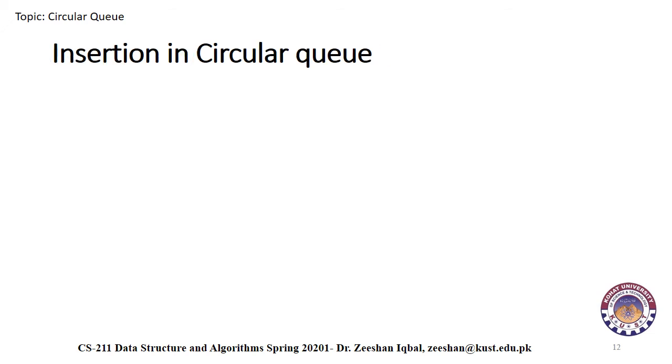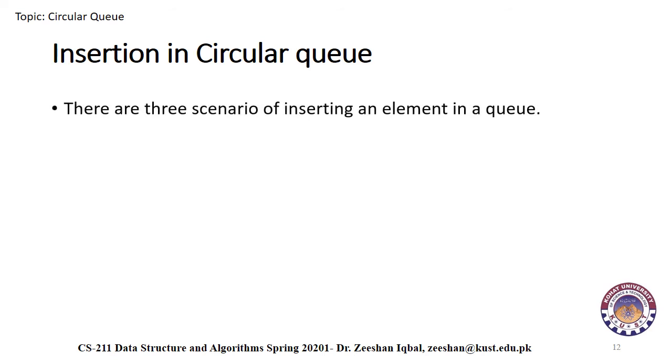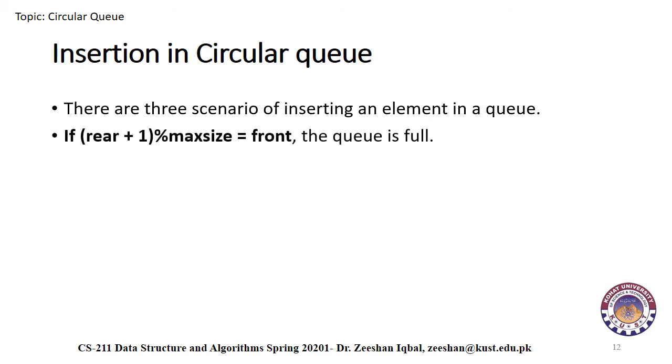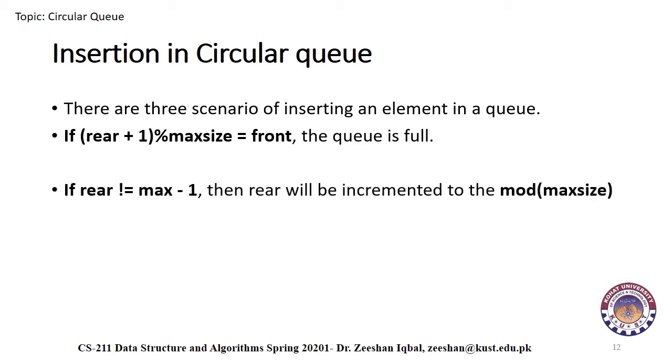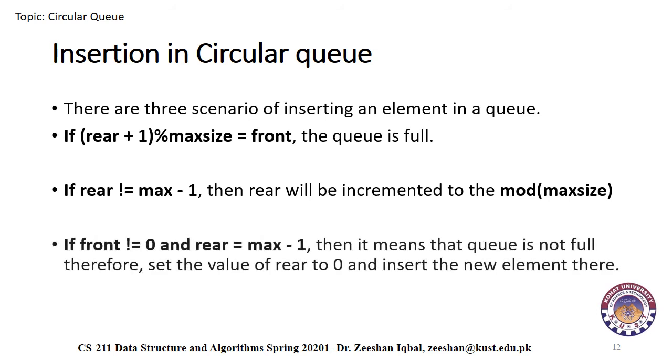While inserting in circular queues, we have to check three scenarios before adding any element to a queue. First, if (rear + 1) % max size is equal to front, it means that the queue is full. Next, if rear is not equal to max - 1, then rear will be incremented modulo the maximum size. If front is not equal to 0 and rear is equal to max - 1, it means that the queue is not full. Therefore, we have to set the value of rear to 0 and insert the new element there, at position 0.